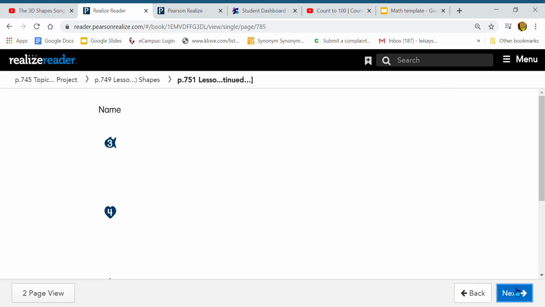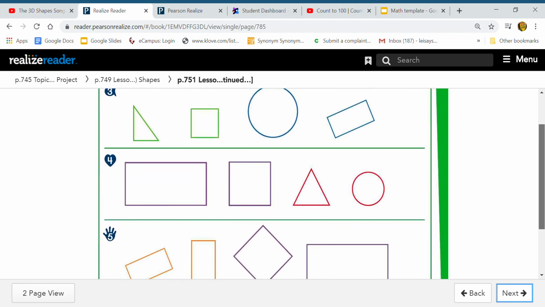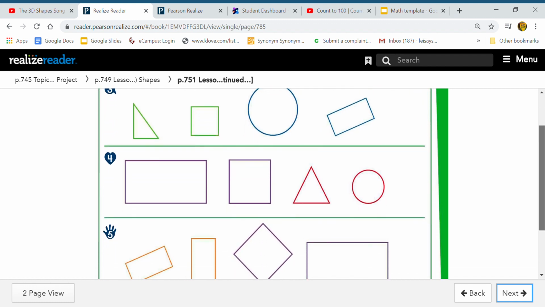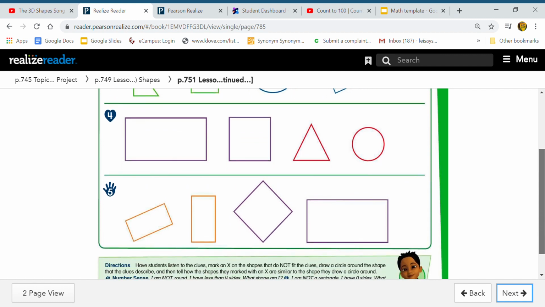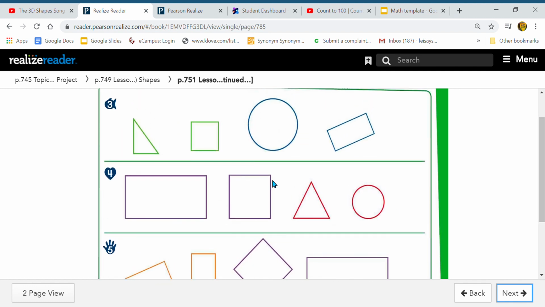Next. All right, I'm giving you more clues so we can figure out what shape am I. All right, number 3. Number 3, looking up here. So the clues are, wait, let me look again.